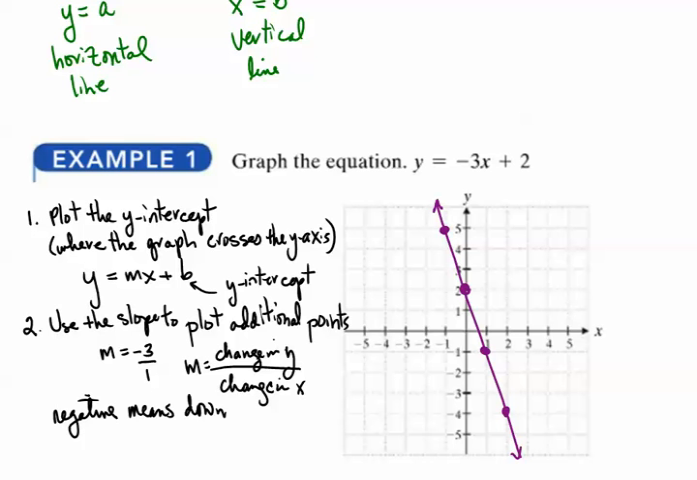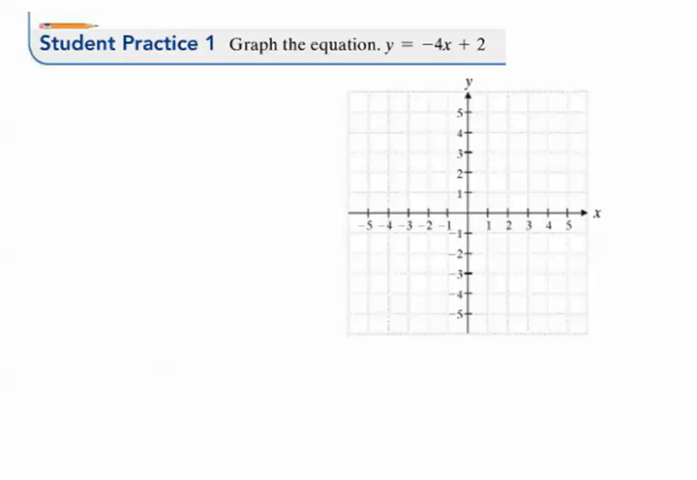All right, so let's take a look at another example here. And so here we want to graph the equation y is equal to negative 4x plus 2. Once again, we start with the y-intercept. The plus 2 is the y-intercept, and the negative 4 is the slope. Remember, when you have a whole number, you can always interpret that as being over 1.